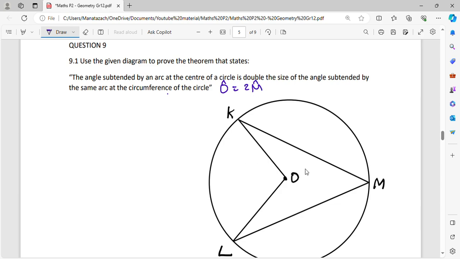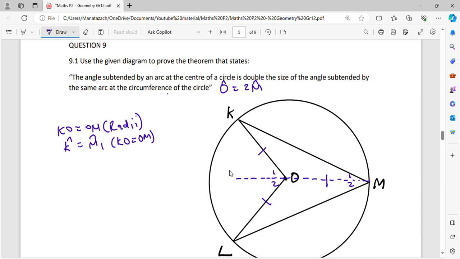Okay, to start proving this theorem, we need to draw an imaginary line cutting across O and M. Then we'll name these angles O1, O2, M1, M2. The first thing we must realize is that KO is equal to LO is equal to MO. They are all radii. So KO is equal to OM. The reason is radii. Therefore, we can conclude that angle K is equal to angle M1 since KO is equal to OM.